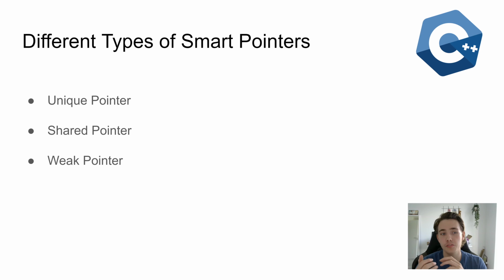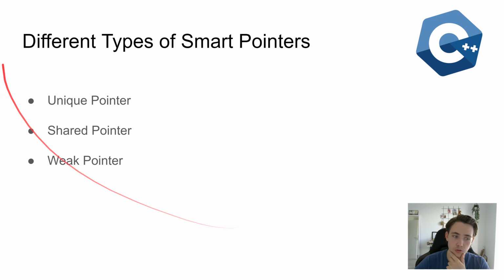We have different types of smart pointers that we can use in C++, and all three here are built in, so we can just use them in C++. The first one here is the unique pointer, then we have a shared pointer, and then a weak pointer, which is kind of the same as a shared pointer, but I'll go more in depth with these pointers in the next couple of slides.